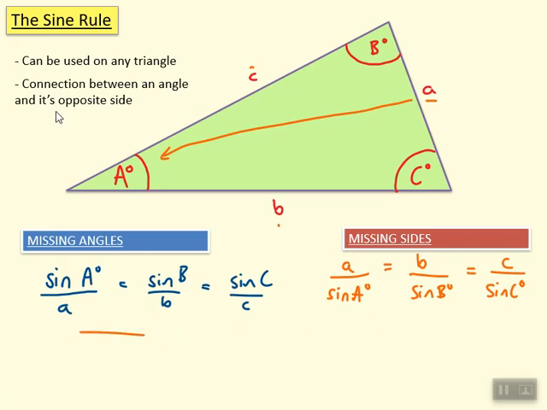But basically the sine rule is just this. Like I said, it's the connection between an angle and its opposite side. So if you do sine of an angle divided by its opposite side, then that's equivalent to sine of any one of the other angles divided by its opposite side. Or if you take a length of a side and divide it by sine of its opposite angle, then that's equivalent to another side divided by sine of its opposite angle.